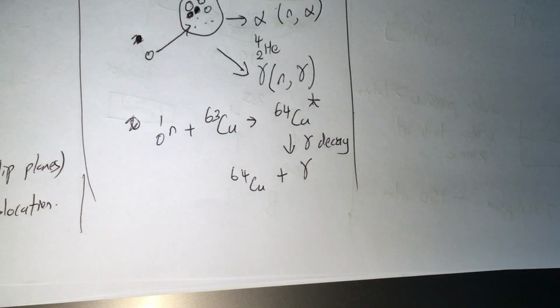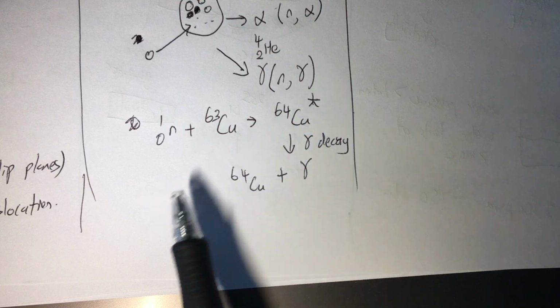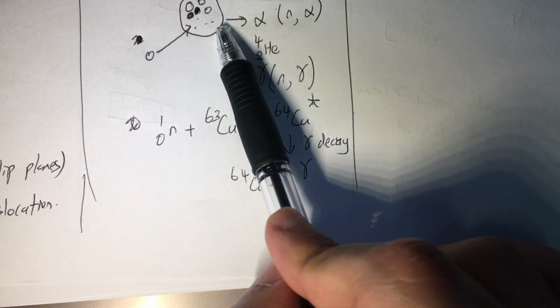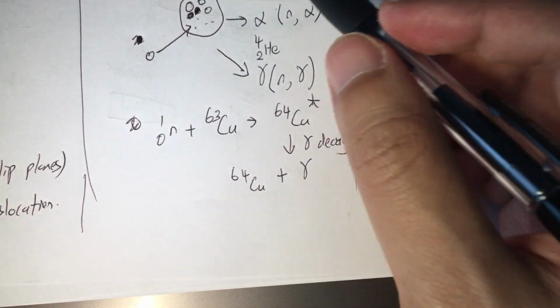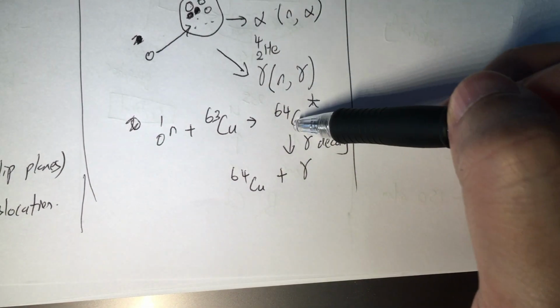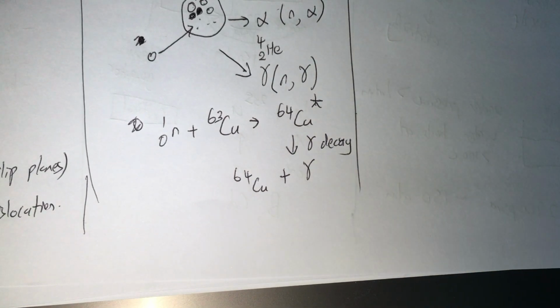This nucleus is in an excited state, much like how, if you pump photons into the electrons of the atom, the electrons themselves will be excited, and the atom is said to be in an excited state. Similarly, when the neutron fuses with the nucleus, the bond between the neutron and the nucleus is very strong, so that releases a lot of energy, and that excites the nucleus, and the nucleus will de-excite itself by releasing photons. In this case, it's gamma radiation.